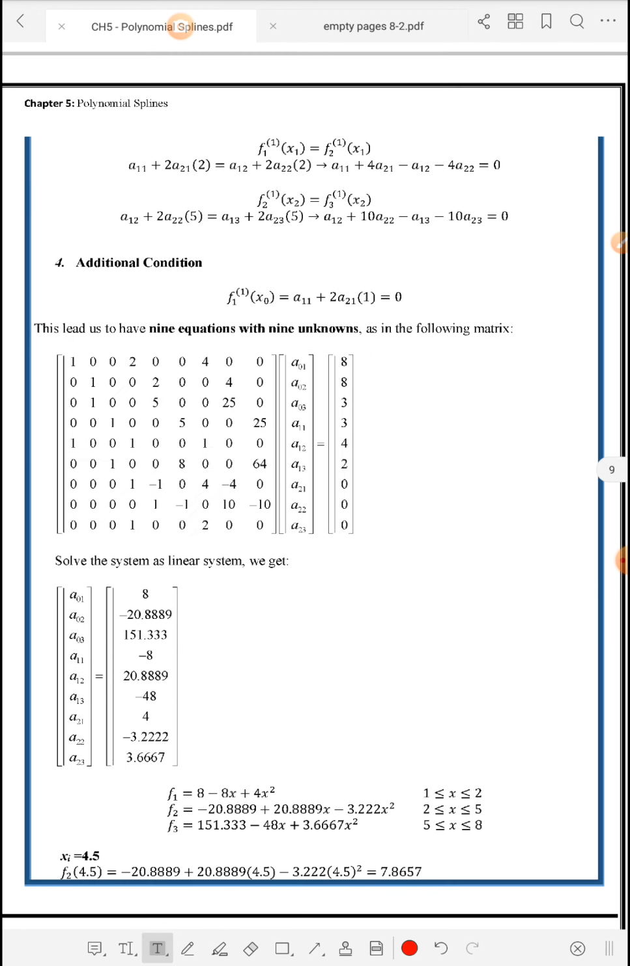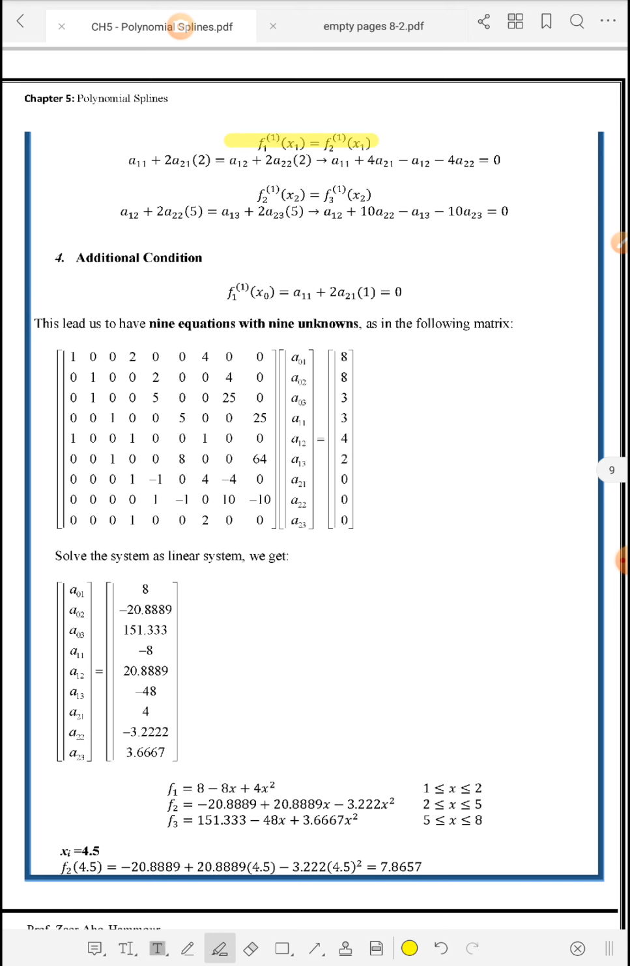And if we continue, we substitute the condition that the first derivative is equal at x1 for the right polynomial and the second, and also the first derivative for x2 is equal for the right and left polynomial, and we add an additional condition, which is the first derivative at x0 is equal to 0, and finally we will get 9 equations with 9 unknowns, and these are the unknowns, and this is the coefficient matrix A, and this is the right hand side, and finally we will get those answers, and if we substitute them we will get those three polynomials, and finally we substitute x is equal to 4.5 and we will get this value.